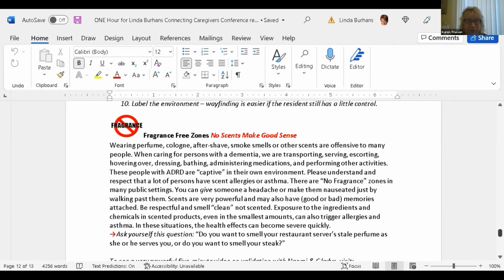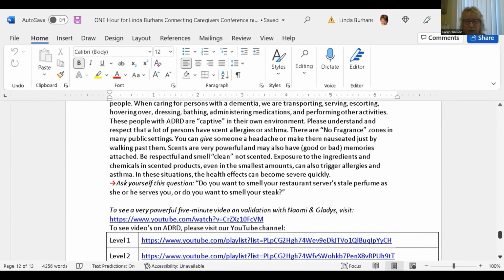And they're captive. You're hugging them, transporting them, feeding them, working with them, doing physical therapy. You're going to give them a headache. So they're going to think, wow, get the heck away from me, you give me a headache every time I see you. So we have to be very respectful. You can wear it on your own time, but please don't wear it when you're working with residents in facilities or coming in to visit, because no scents are good scents in a lot of ways.